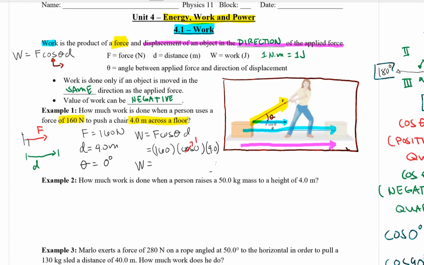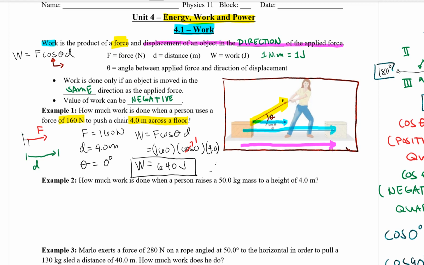So work done is 640 joules. Again, since F is in newtons and D is in meters, work is automatically given in joules. So that's the work done in moving the chair 4 meters across the floor. Let's take another example, example number 2.